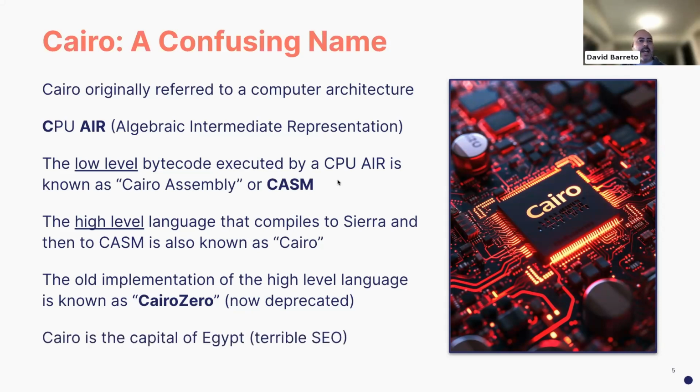Now, obviously, Cairo is also the capital of Egypt. So trying to search for the word Cairo and hoping to get, as a result, something connected to Starknet is almost impossible, right? You have to be very specific about what you're looking for. So it's not good for search engine optimization.